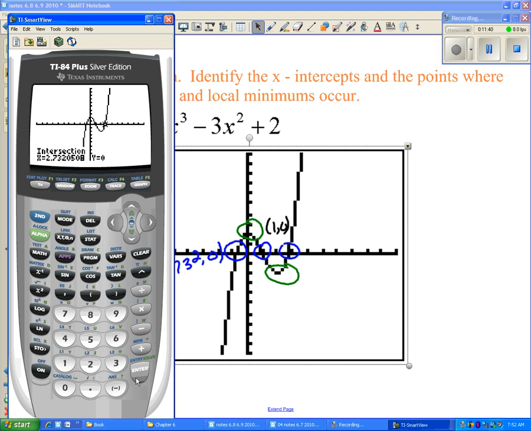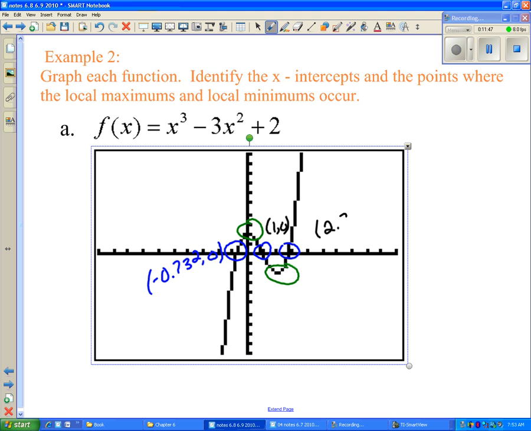And I get 2.7320. So again in black, 2.732, 0. How many decimal places? 3 seemed easy for this problem. If you normally round to 1 or 2, I'll be good with that. So I have my 3 intercepts, my 3 x-intercepts, my 3 zeros, my 3 roots.